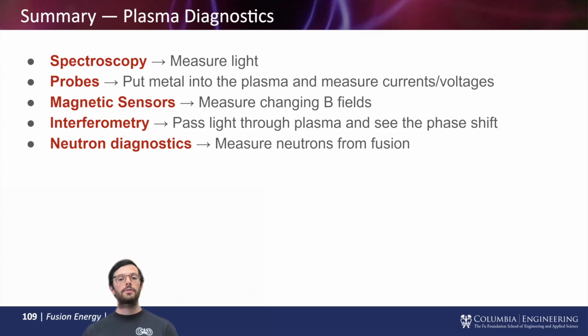They are passive diagnostics and they're used widely and constantly in tokamaks, so they're really important. Interferometry is passing light through a plasma, seeing the phase shift, which is that change in speed as it slows down going through the plasma. This is important for measuring density. And then, of course, neutron diagnostics we just talked about, which is a really important way to measure the fusion we're doing in a fusion tokamak.